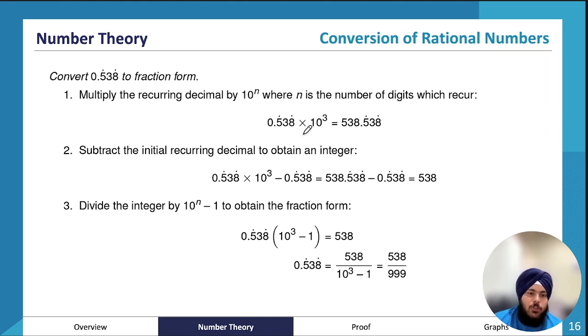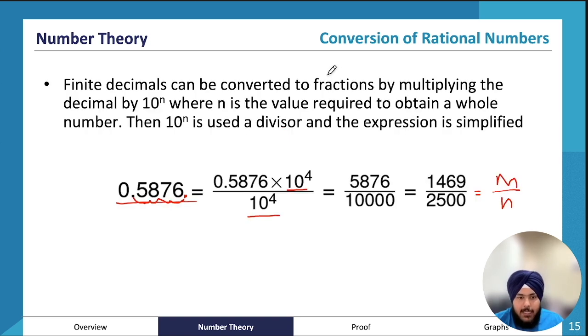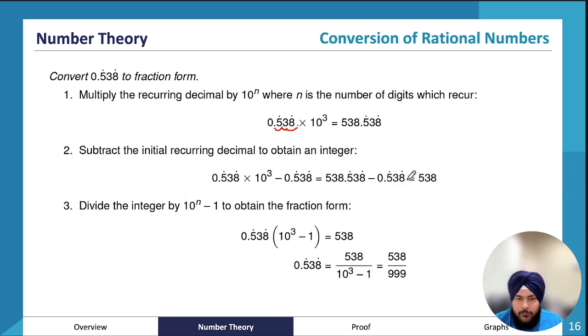If it's 3 numbers, we multiply by 10 to the power of 3. If it was 2 numbers, we'd multiply by 10 to the power of 2. If it was 4 numbers, we'd multiply by 10 to the power of 4. Basically, we again move the decimal place that many places. But this time, instead of getting 5876.000, here we won't get 0, 0, 0 because it's a recurring decimal, so we'll get 538.538.